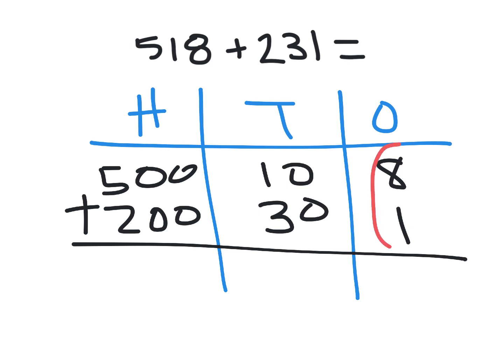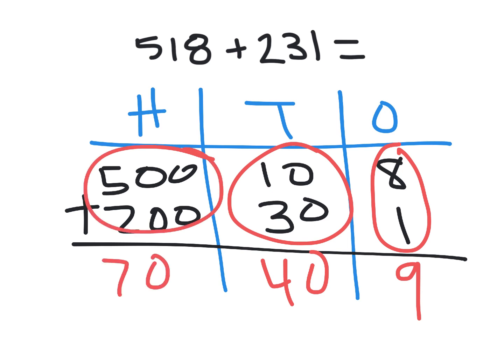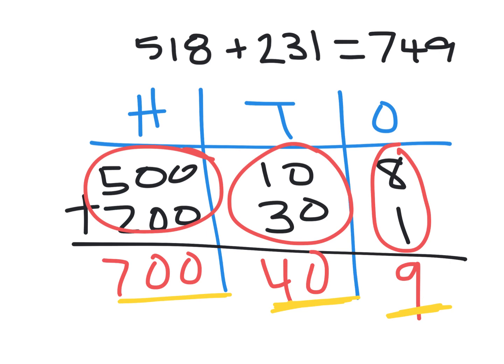We'll start in the ones place. 9. 10 and 30, 40. 500, 200, 700. Again, we take a look. This can only have ones, this can only have tens, and this can only have hundreds. No regrouping, so we have our answer, 749.